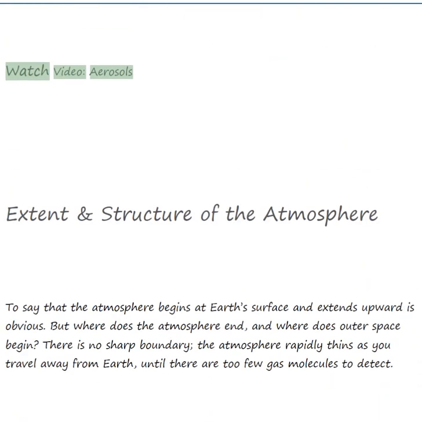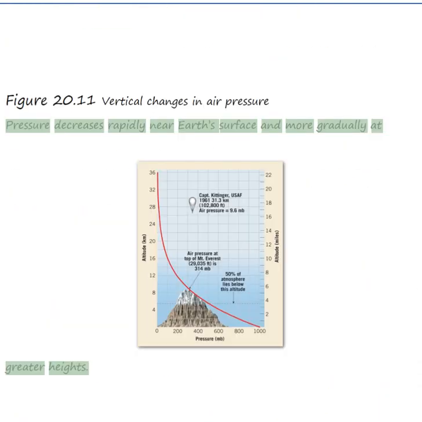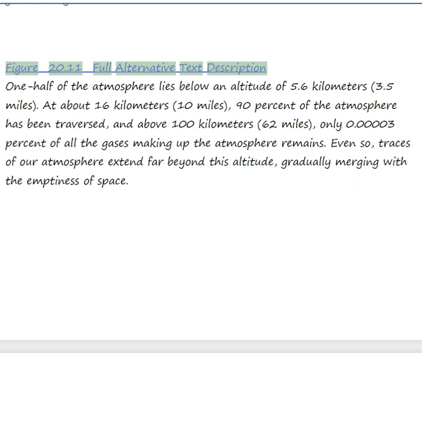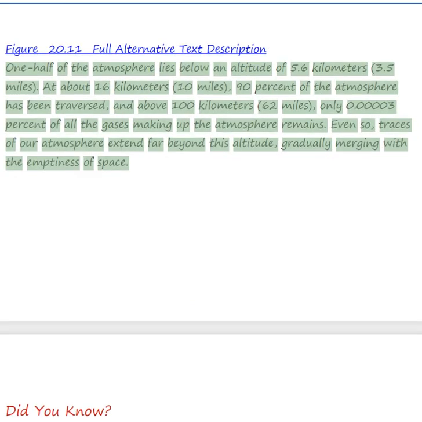Watch video, Aerosols. Pressure decreases rapidly near Earth's surface and more gradually at greater heights. Half of the atmosphere lies below an altitude of 5.6 kilometers. At about 16 kilometers, 90% of the atmosphere has been traversed, and above 100 kilometers, only 0.00003% of all the gases making up the atmosphere remains. Even so, traces of our atmosphere extend far beyond this altitude, gradually merging with the emptiness of space.